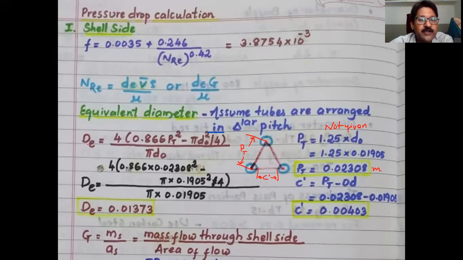Equivalent diameter is given by 4 into 0.86 PT square minus pi d naught square divided by 4, divided by pi d naught. So you write the value of PT square, and d naught is 19.05 square divided by 4, divided by pi d naught. If you calculate, the equivalent diameter is 0.01373. Are you getting these values? Please verify, otherwise I'll go to the next. If you are doing the calculation, I'll wait, otherwise I'll proceed to the next step.